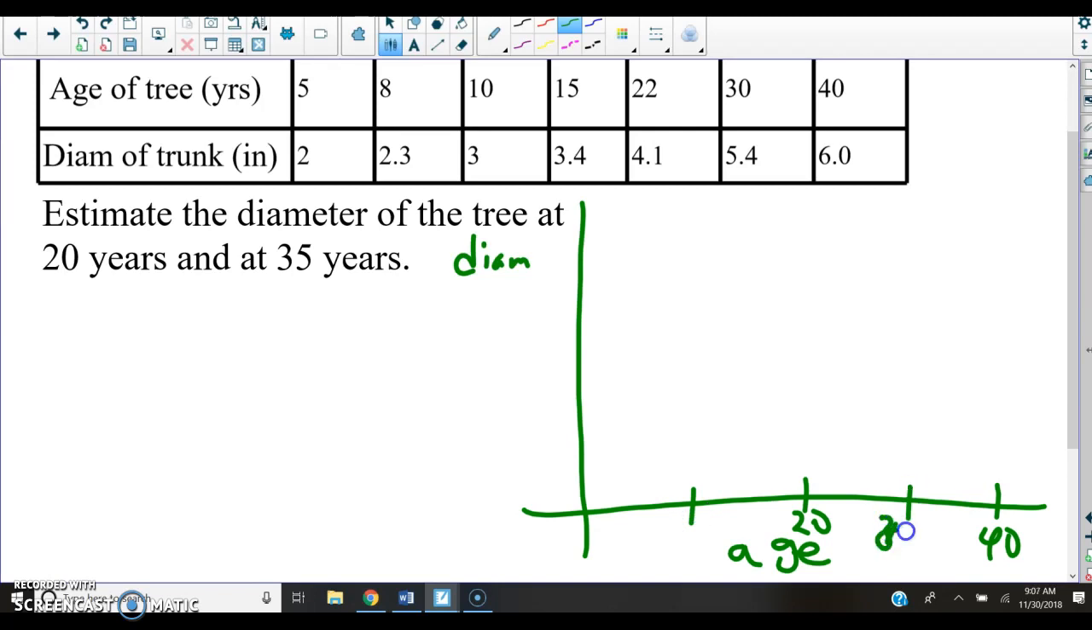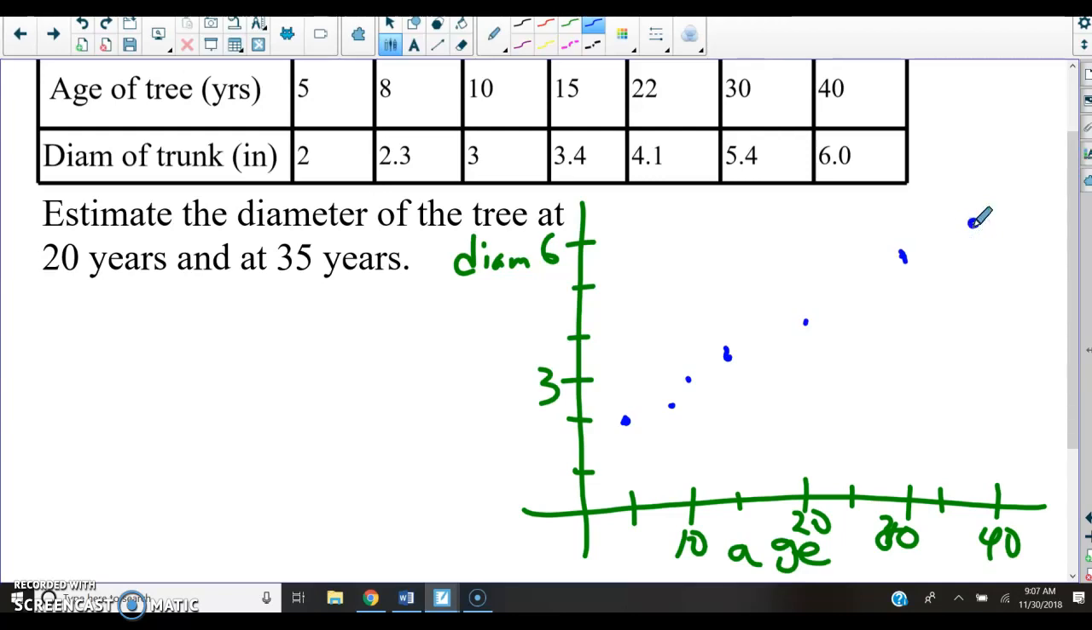So I'm going to make my graph a little bit different. This goes up to 6. So I'm not just going to use every single line as one. I'm going to make some sense out of it. Okay, so at 5 years, the diameter was 2 inches. At 8 years, it was 2.3. At 10, it was up to 3. At 15, it was 3.4. At 22, it was 4.1. At 30 years, it was 5.4. And at 40 years, it was 6.